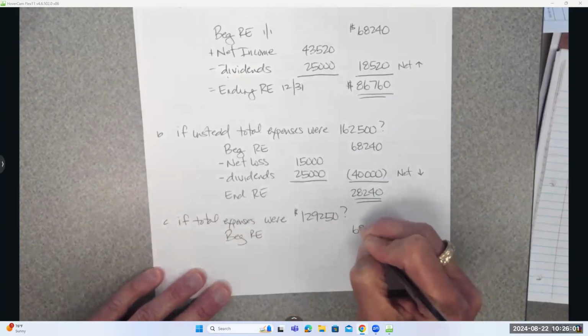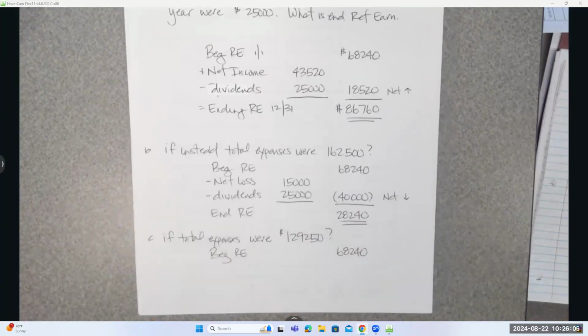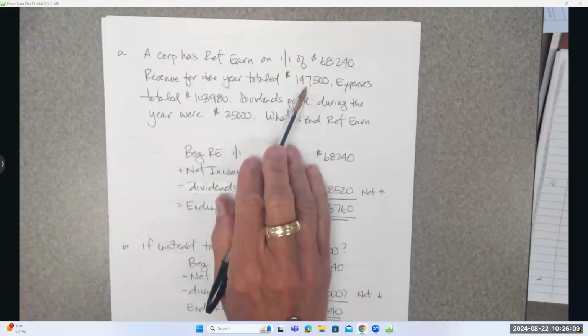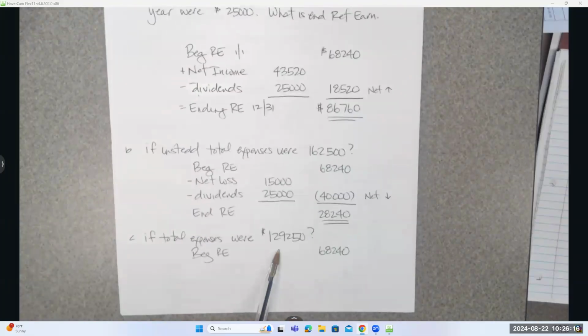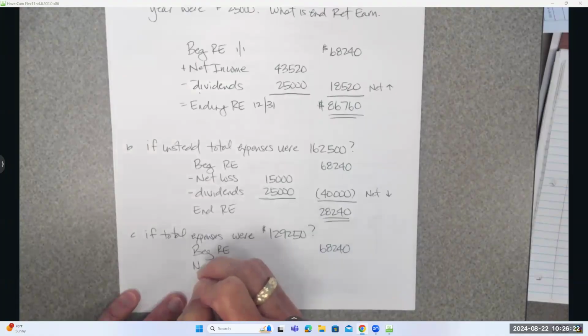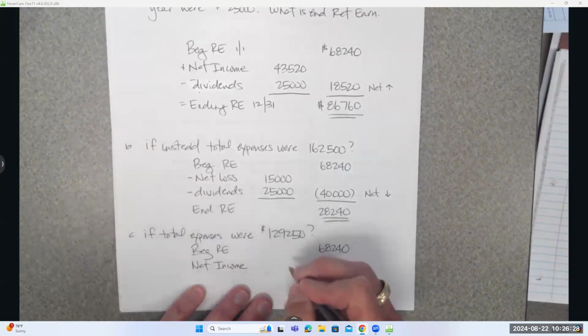Beginning retained earnings is still 68,240. But do we have net income or net loss? If our revenue is 147,500 and our expenses changed to 129,250, we still have net income, right? Because the revenue is less than the expenses. So we have net income of 18,250.